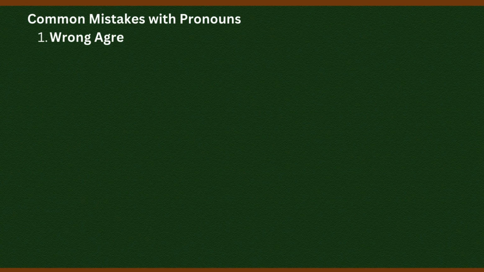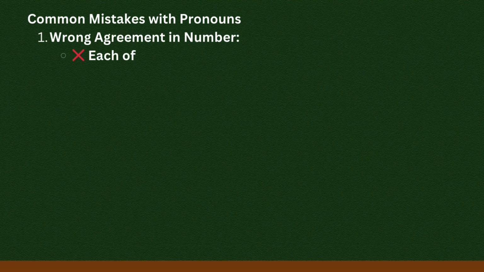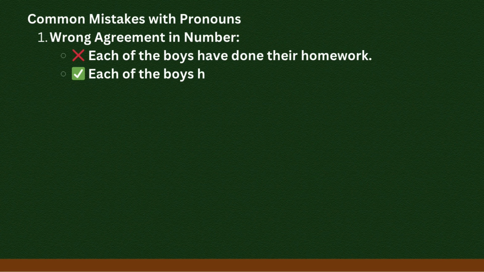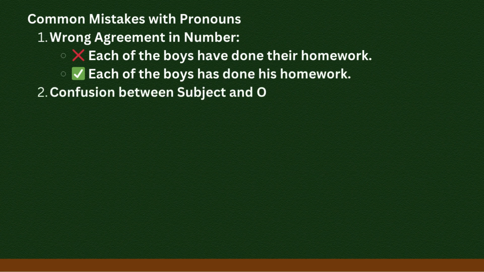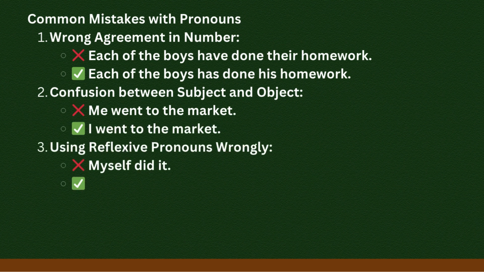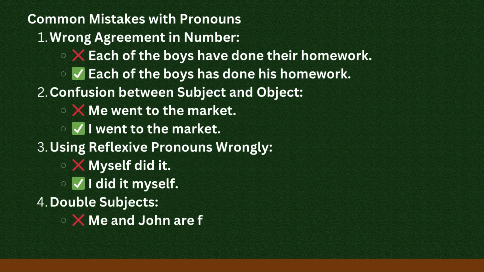Common mistakes with pronouns. Wrong agreement in number. Wrong: each of the boys have done their homework. Correct: each of the boys has his homework. Confusion between subject and object. Wrong: me went to the market. Correct: I went to the market. Using reflexive pronouns wrongly. Wrong: myself did it. Correct: I did it myself. Double subjects. Wrong: me and John are friends. Correct: John and I are friends.